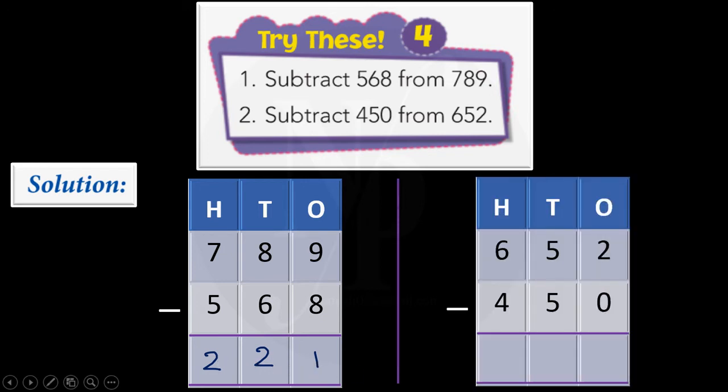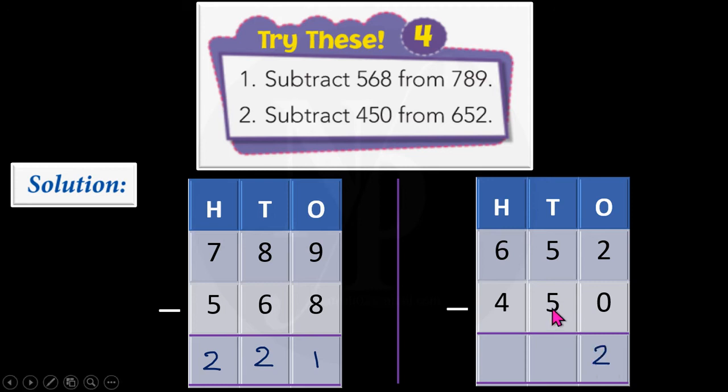Let us now move to the second question. Subtract 450 from 652. So we write down the numbers vertically, one below the other, like this in the place values table appropriate to their place values. 652 minus 450. Now let us subtract 0 from 2. So subtracting 0 from any number, we get the same number. Therefore, we will get 2 here, 2 ones.